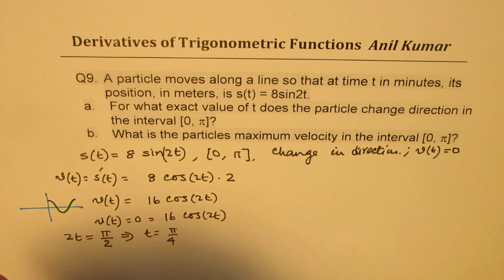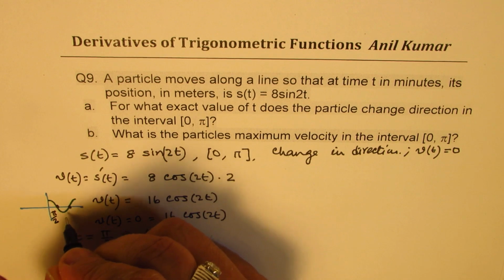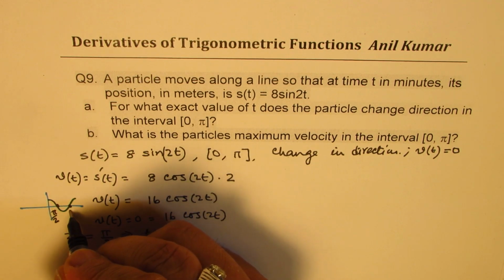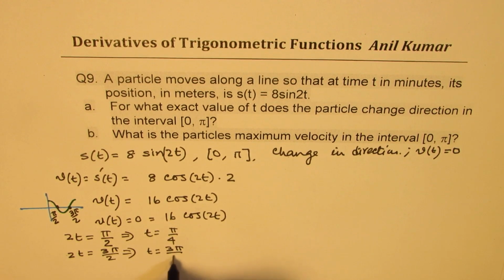Okay, so it will actually have 2 zeros here, one at pi by 2. Then we have another at 3 pi by 2, that is also 0. Now if I divide by 2, we get this as 3 pi by 4, which is actually less than pi by 2. So we could also take 2t equals 3 pi by 2, which implies that t equals 3 pi by 4. So we actually get 2 points here where the direction is going to change, right?